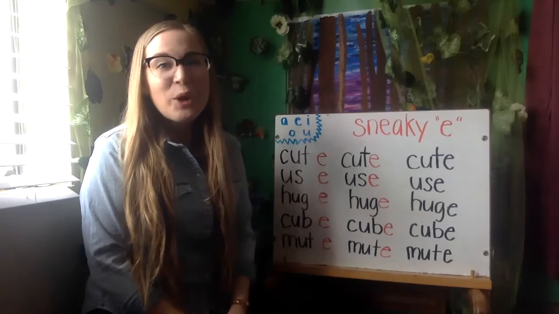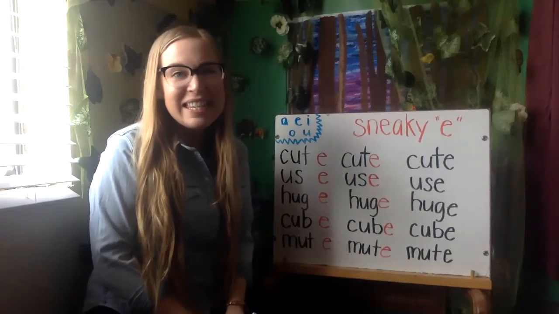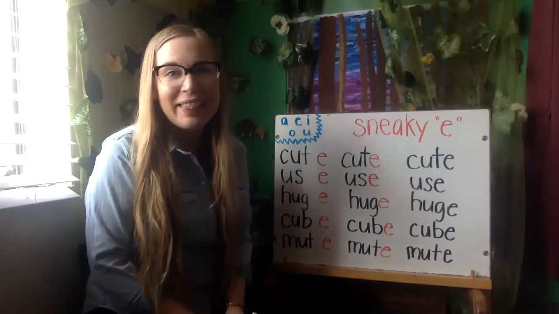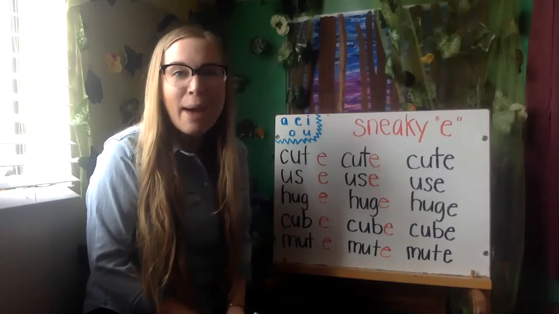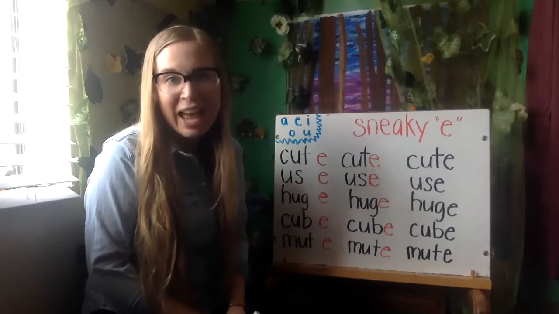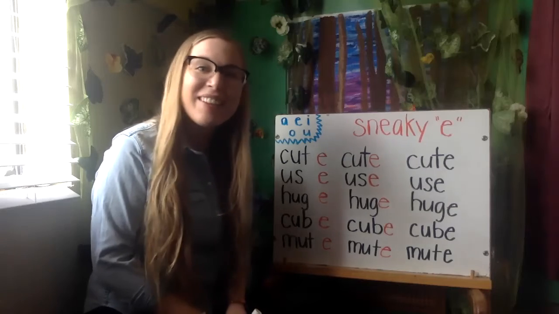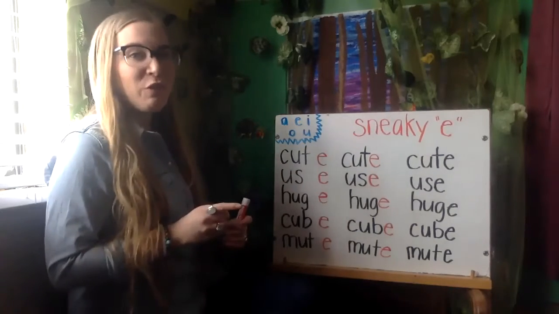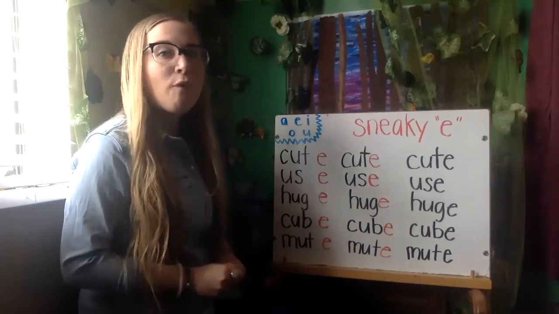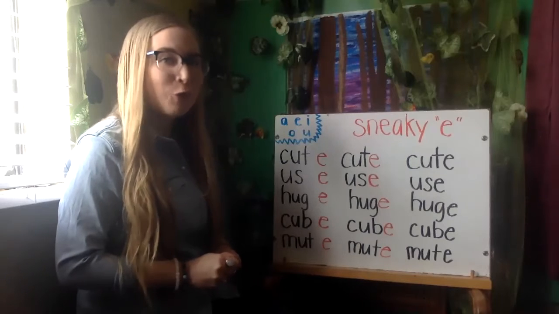Hi, we're going to work a little bit more with the sneaky E. It's also called the silent E. And we're going to see what happens to the vowel U when we add this sneaky E to the end of words that have a U in it. Let's get started. First, we're going to review the vowel sounds. We're going to go over the short vowel sounds first.